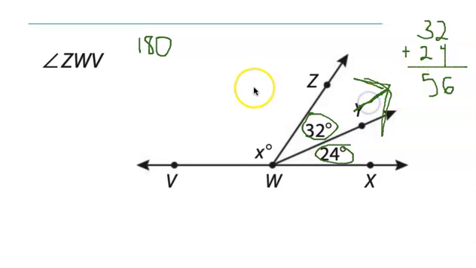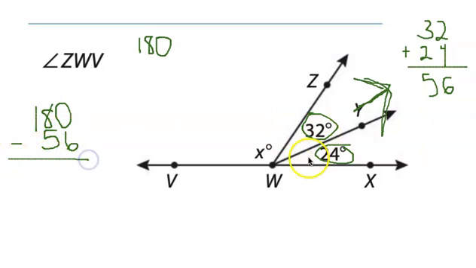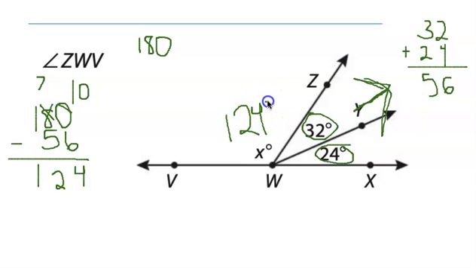But I know I need it to be 180 degrees, so to find the missing part, which is this x right here, I'm going to do 180 minus 56. And this answer will be my missing angle. I can't do 0 minus 6, so this 8 becomes a 7. This 0 becomes a 10. 10 minus 6 is 4. 7 minus 5 is 2. And 1 minus nothing is 1. So this missing angle over here would be 124 degrees.